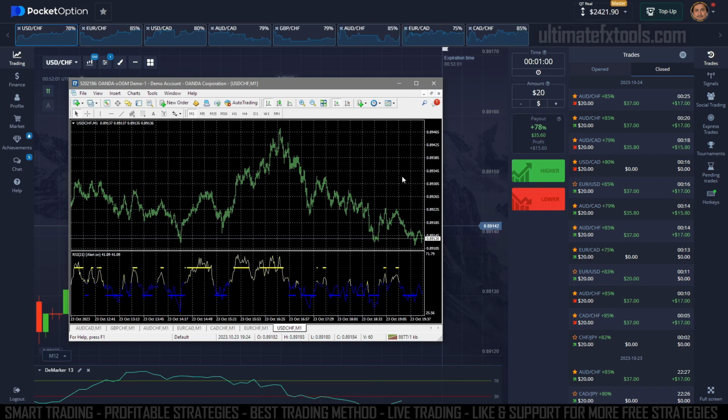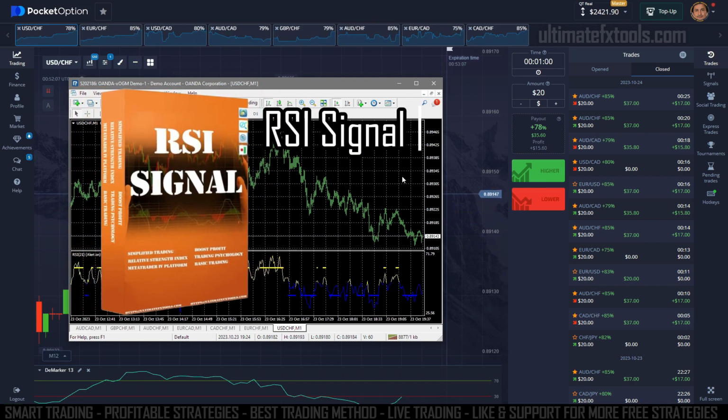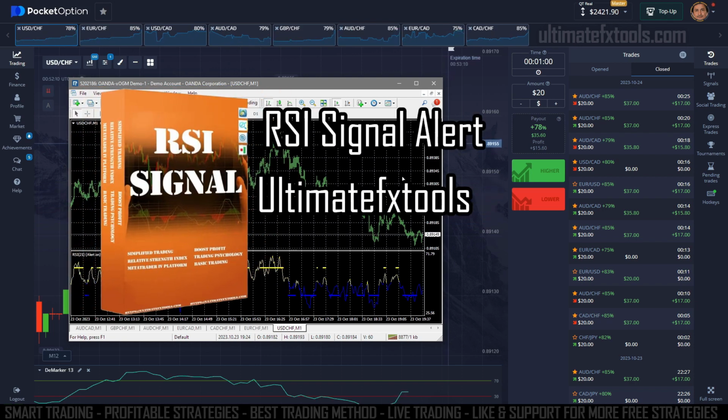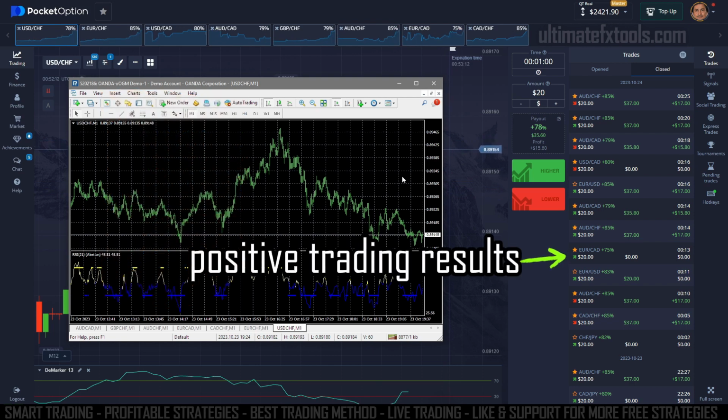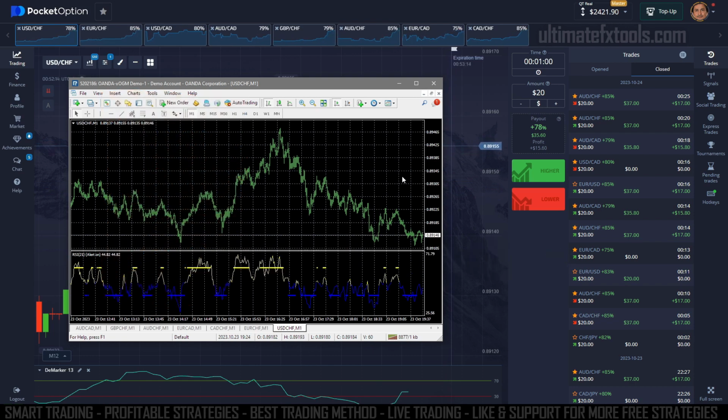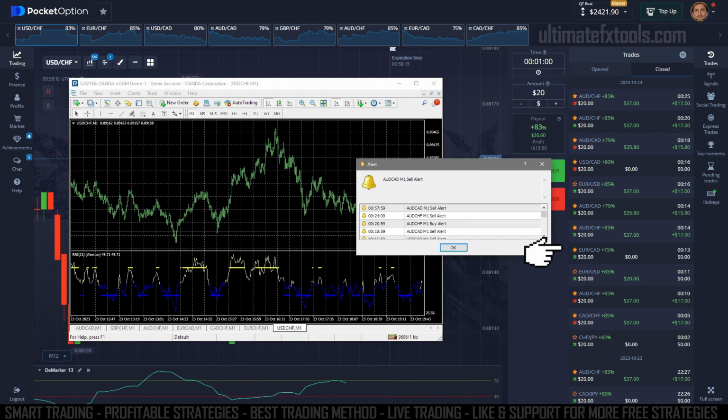Good day, everyone. I would like to share an amazing strategy that I used in our trading session today, using the RSI Signal Alert from ultimatefxtools, which achieved great positive trading results. We have good trading results over our past trades.